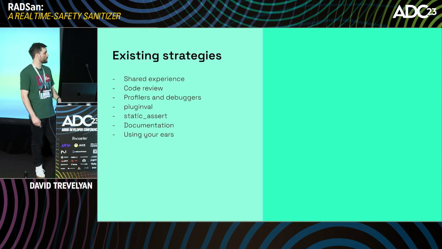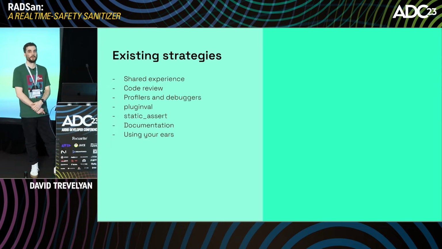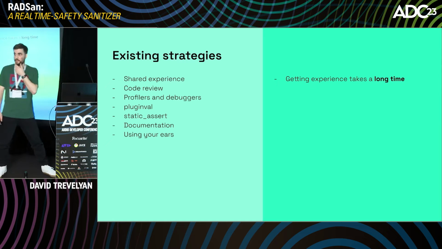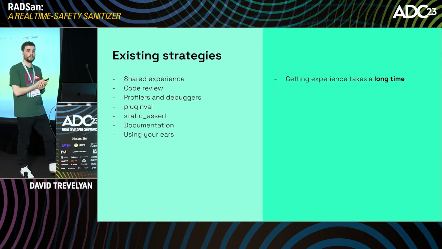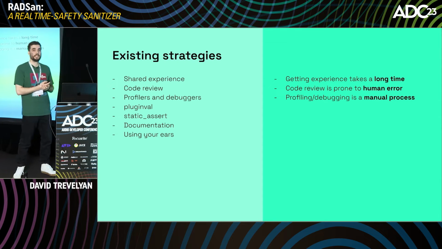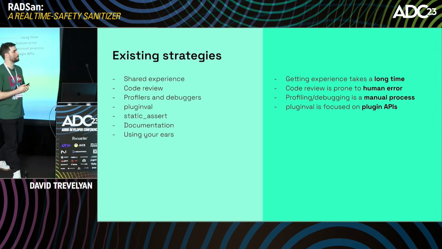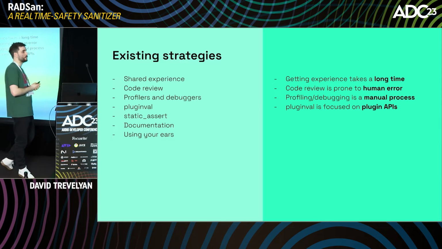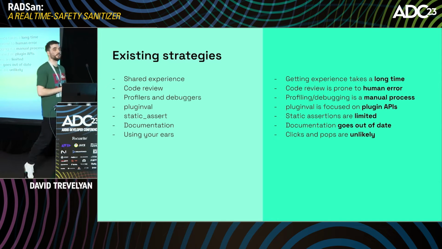And we thought it was worth mentioning, using your ears. We think it's woefully inadequate, but sometimes it's the first indication that something's wrong. But each one of these isn't without its downsides. Getting experience takes a long time, and accessing people with that experience is a privilege. Code review is prone to human error. Profiling and debugging is great, gives you the information you need, but it's a manual process and it can be slow. Plugin val is really focused on plugin APIs. Static assertions are limited, documentation goes out of date, clicks and pops are very unlikely.